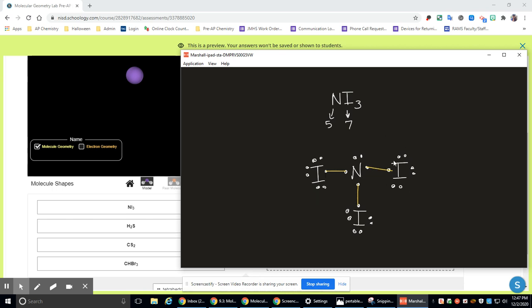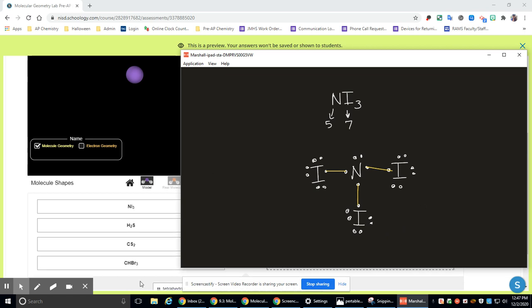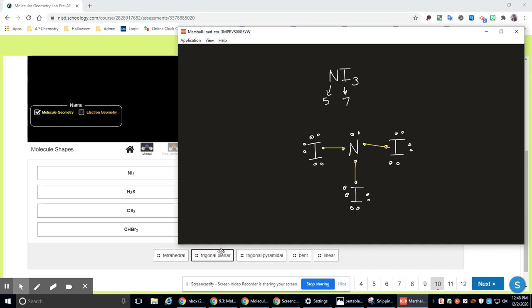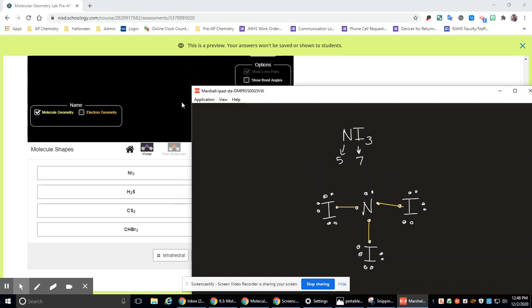So you can look at this shape and then decide which one of these shapes it is that are available to you. So you have your tetrahedral, trigonal planar, trigonal pyramidal. Okay. Sorry, the bell went off. Bent or linear. Okay. And once you can either do that, or we can go back up to the simulation and we'll go ahead and use what we've got here.